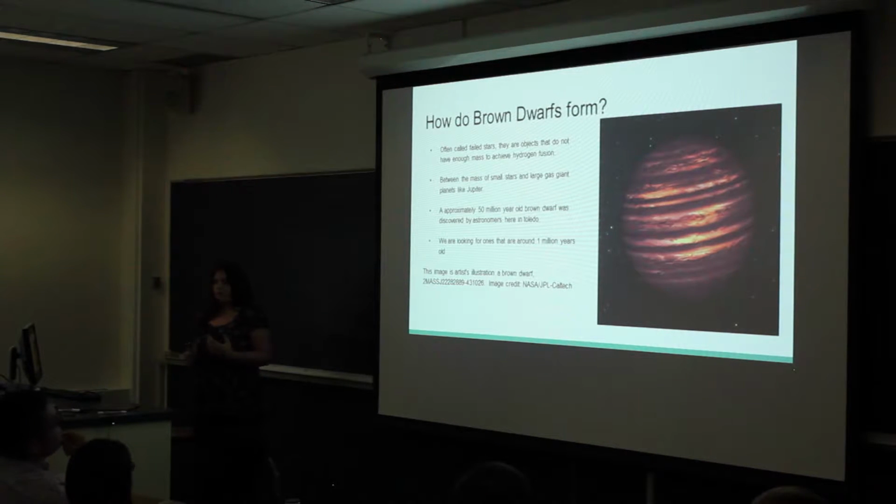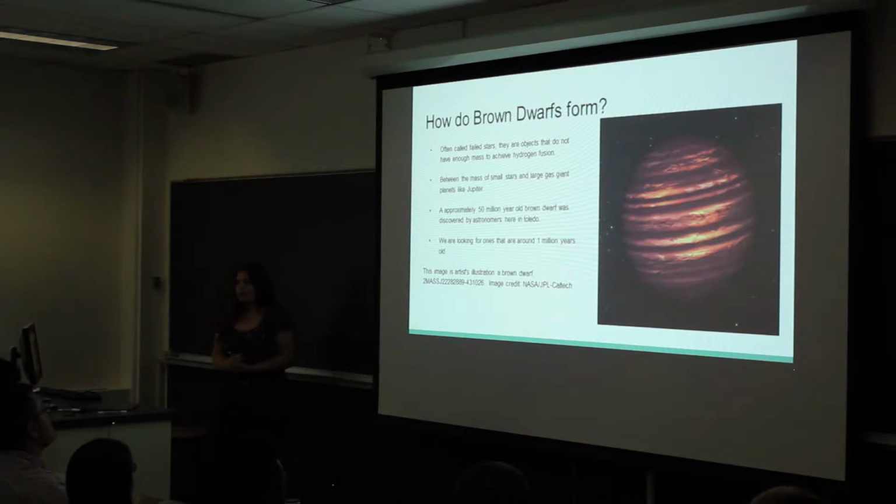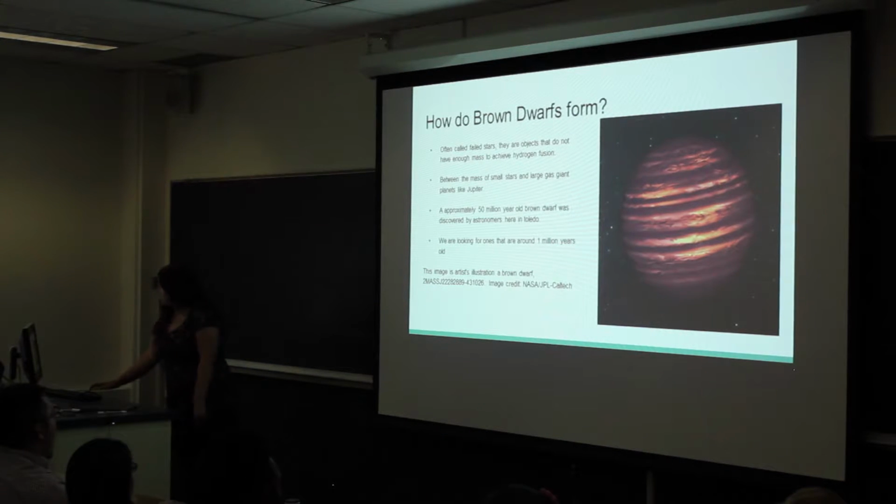I'm trying to find ones that are like that, but still have the materials in which they were formed still surrounding them. The 50 million year old one had already lost all the gas and dust that formed it. So I'm looking for ones that are about 1 million years old that are still in their star forming regions.